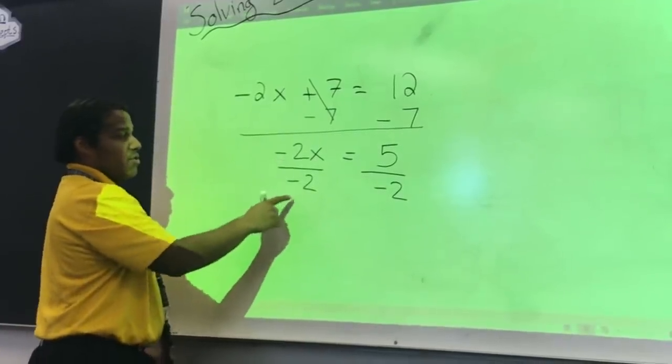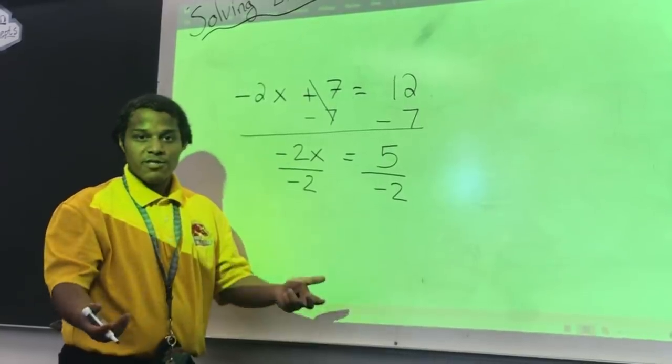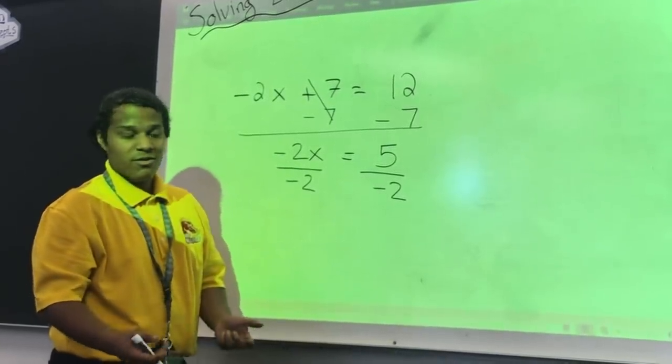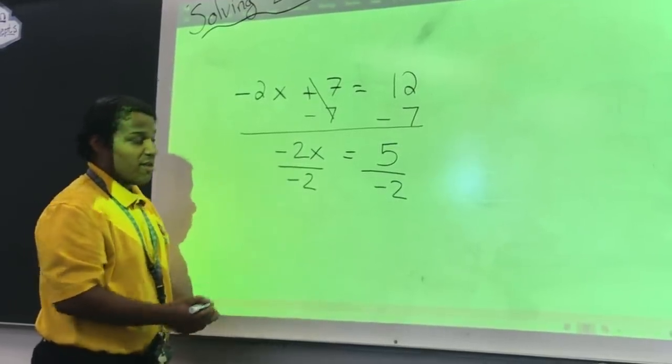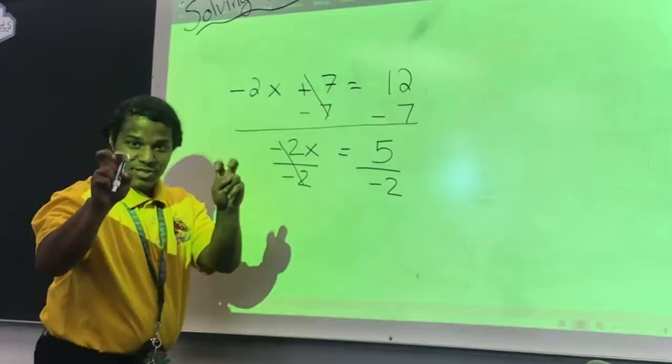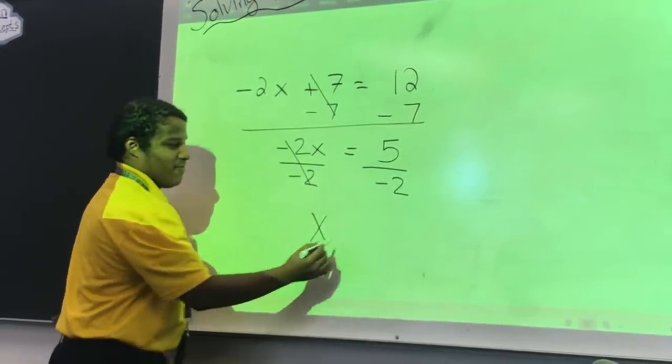Our negative 2's, negative 2 divided by negative 2, well, negative divided by negative is a positive, 2 divided by 2 is 1, 1 times x is just x. So it's generally said that these two cancel each other out, leaving us with x.